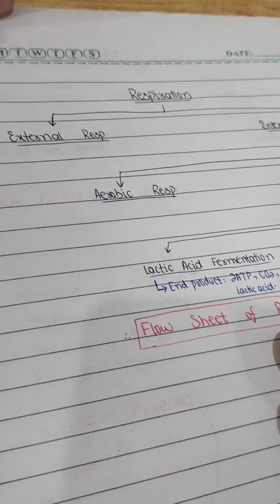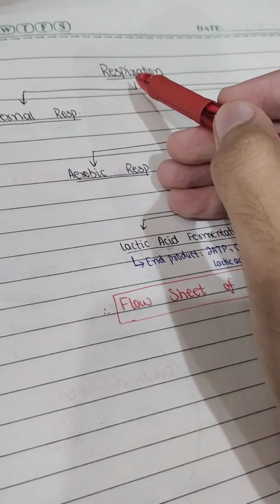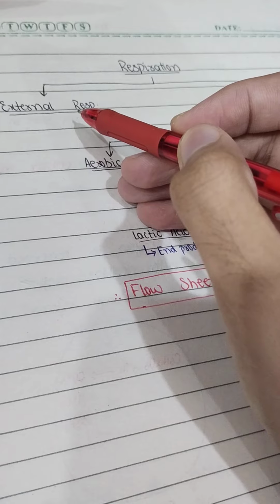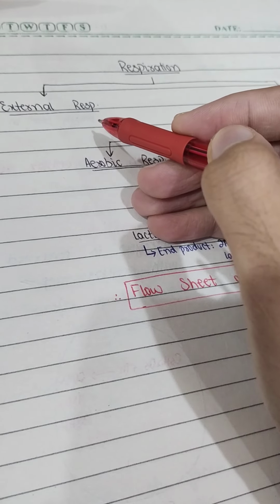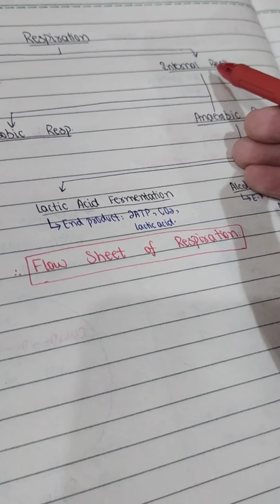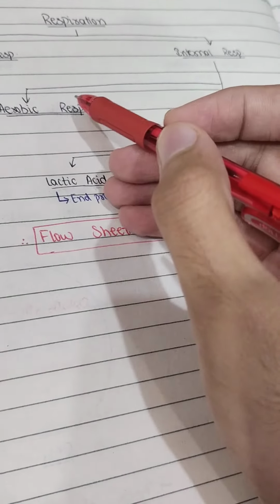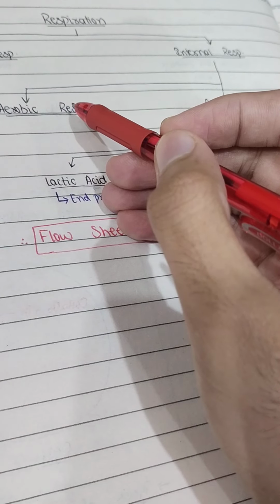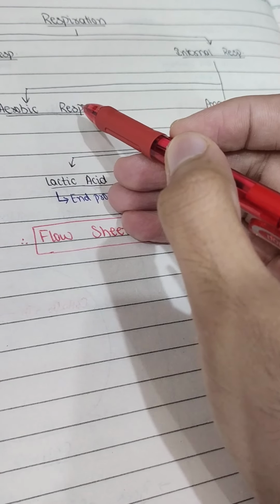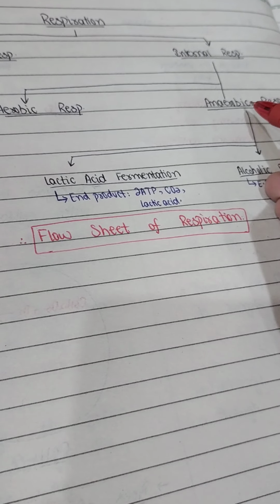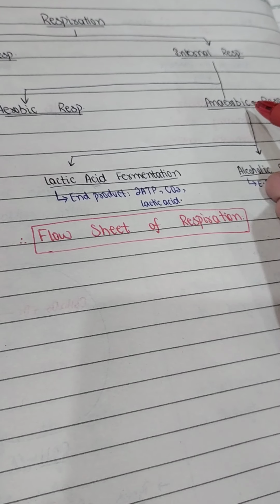Here is the flow sheet. Respiration is of two types. One is external respiration, which is called breathing, pulmonary ventilation, or pulmonary breathing, and the second one is internal respiration or cellular respiration, which consists of two parts. One is aerobic respiration, where glycolysis occurs in the presence of oxygen, while the second one is anaerobic respiration. Here the glycolysis occurs in the absence of oxygen.